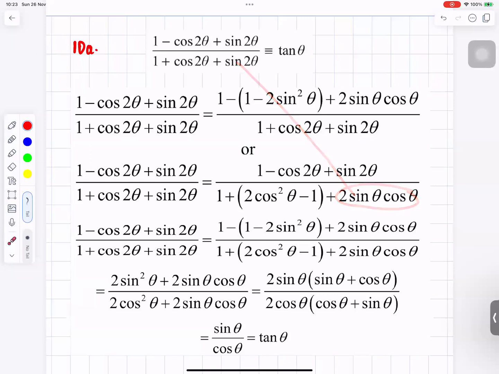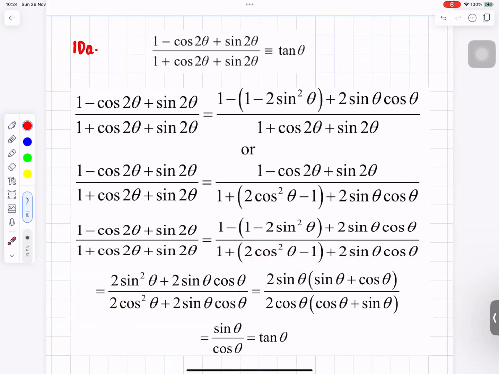So we have here 1 minus 1 will be 0. It's minus 1 here times minus 2, it becomes plus 2 sine theta, and plus 2 sine squared theta, which you get that one there, plus 2 sine theta cos theta. And then 1 minus 1 is 0. So you end up with 2 cos squared theta plus 2 sine theta cos theta.